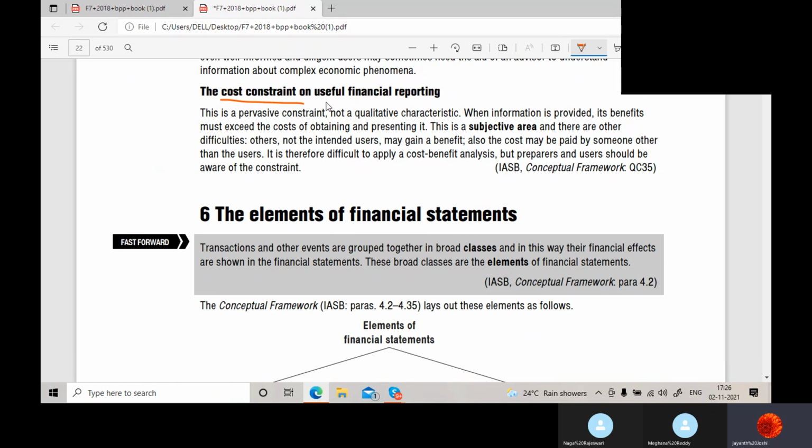The cost constraint on useful financial reporting, this is a pervasive constraint. What do you mean by constraint? Any idea? Constraint is nothing but bottleneck, resource or limitation. So when information is provided, its benefits must exceed the cost of obtaining and presenting.